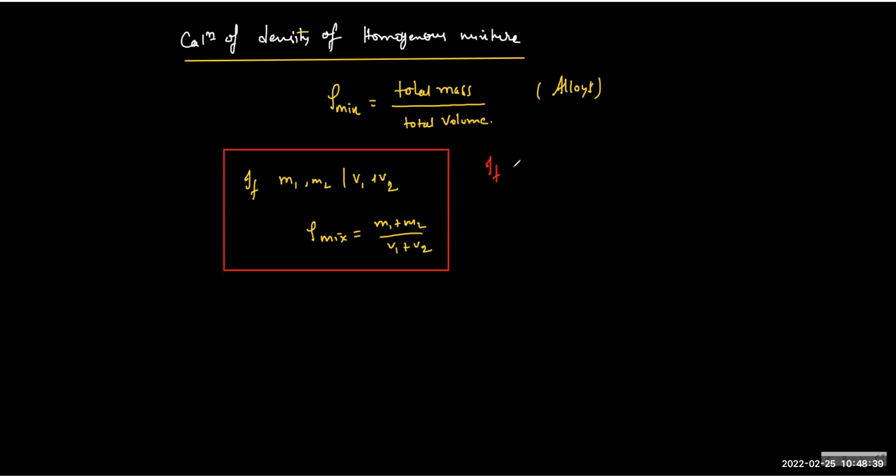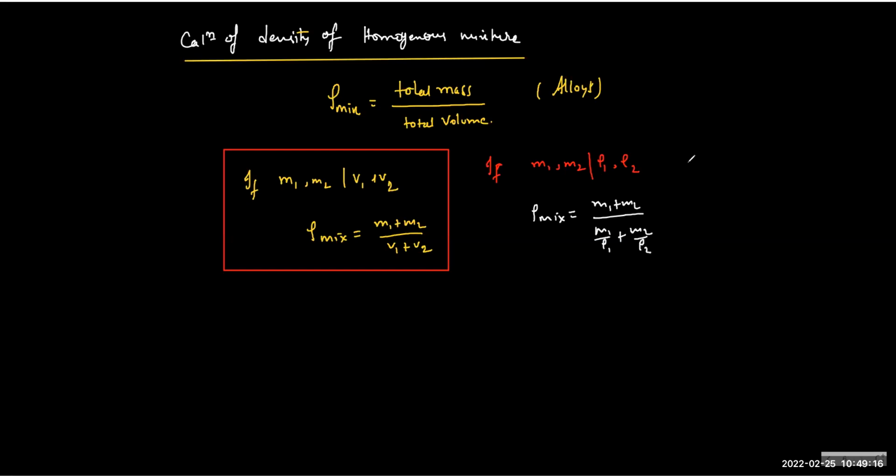Now, if the mass is given along with density, so what is not given to you is volume, but that is pretty okay. The density of mixture can be written as the sum of mass upon M1 upon rho 1 plus M2 upon rho 2. Exactly.